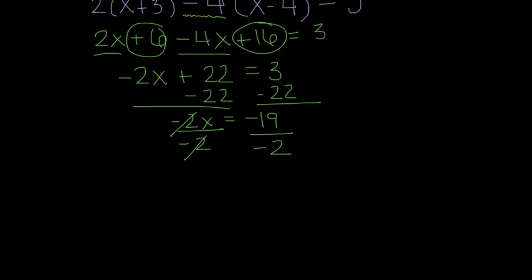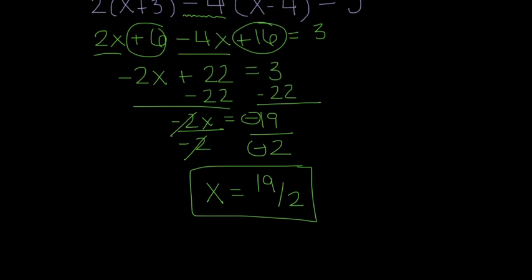My negative 2's cancel, and I get x equals, again, it is fine to leave this as an improper fraction, but this time we have a negative divided by a negative, which is a positive, so we want to make sure that we keep it in its simplest form, which would be positive 19/2.